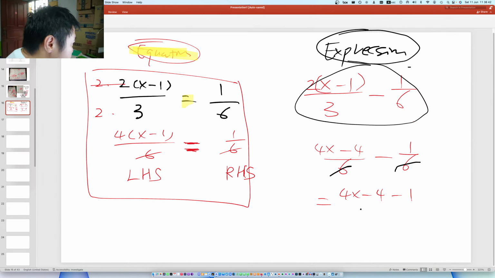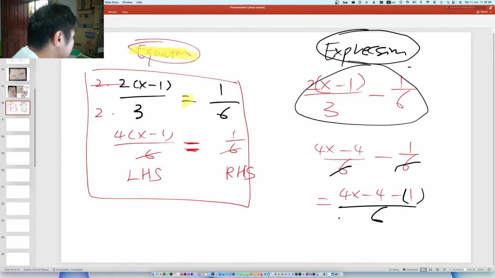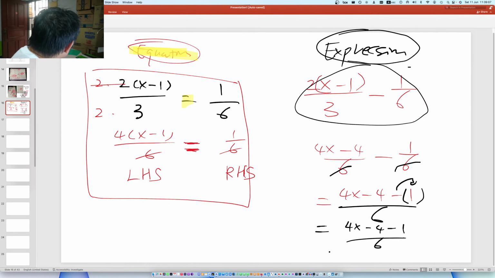So if cannot, can you simplify this further? Or like you say just now, there must be a bracket, right? Because there was a minus sign here. Very good. And then can you open the bracket here? Can. What do you get? 4x minus 4 minus 1. Okay, can you simplify further? No. Because 1 is already the simplest form.